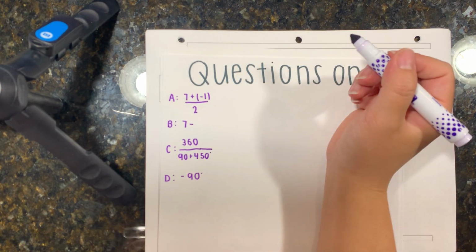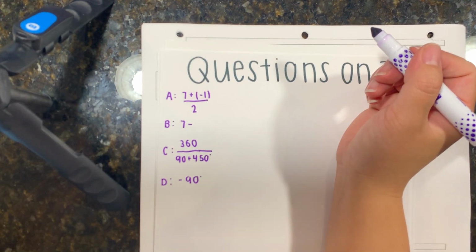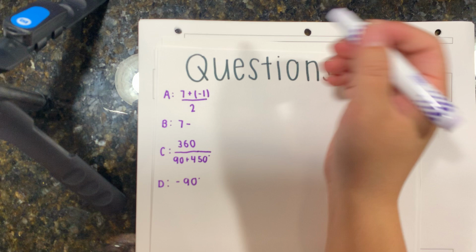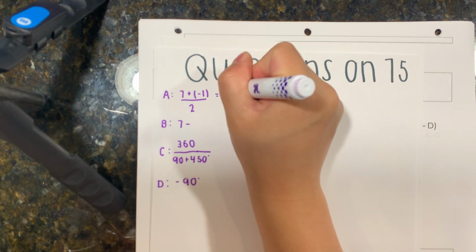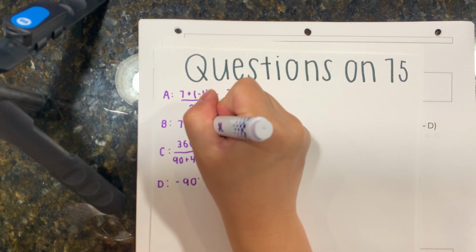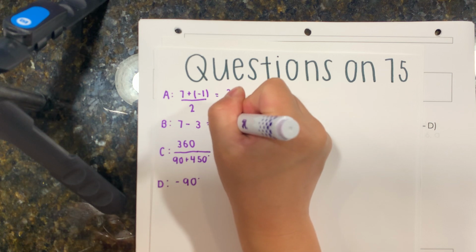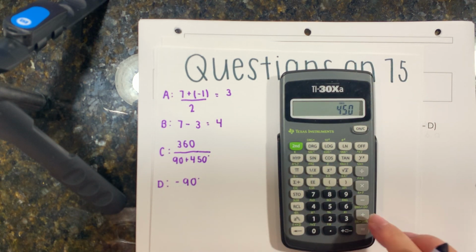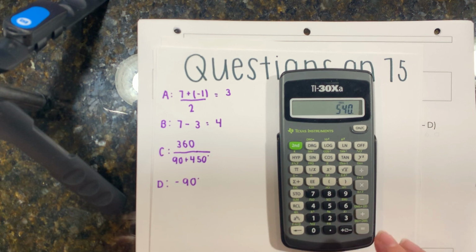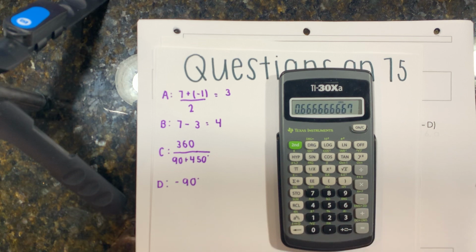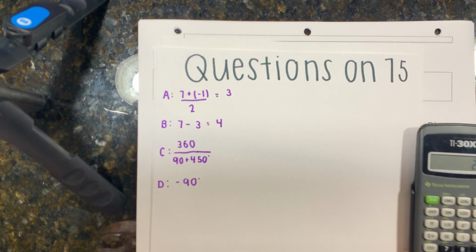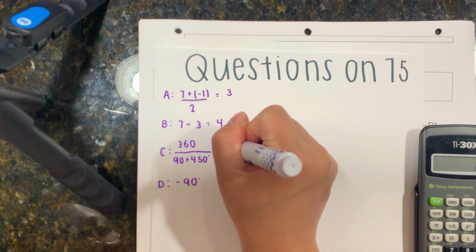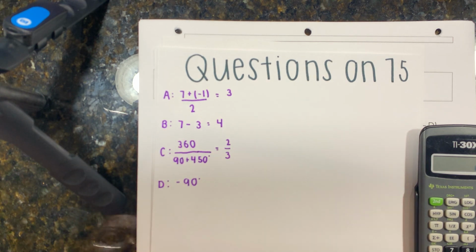7 plus -1 divided by 2 would be 6 divided by 2, which would be 3. Amplitude 7 minus 3, which is going to be equal to 4. Then 450 plus 90 is 540. So 360 divided by 540, written as a fraction, would be 2/3. And my phase shift is -90.